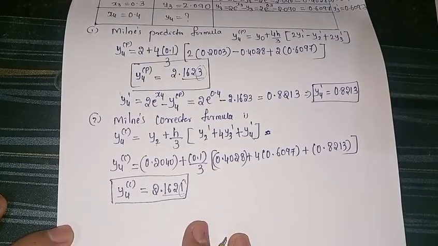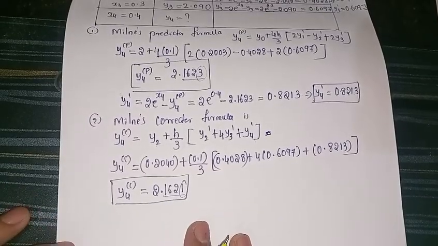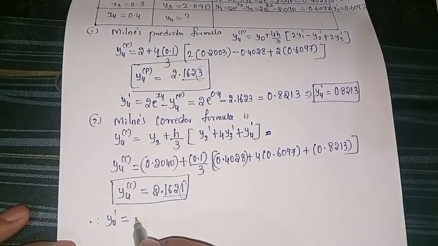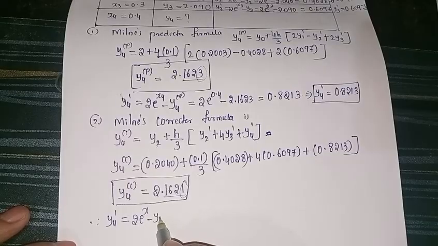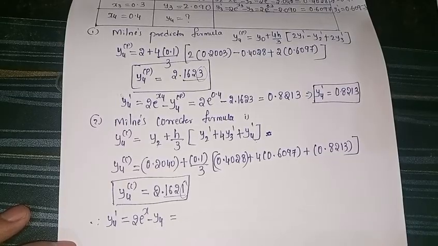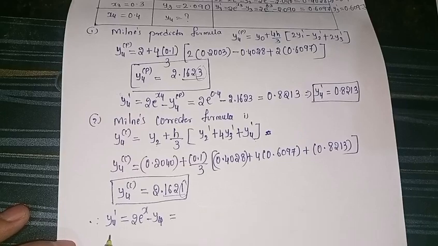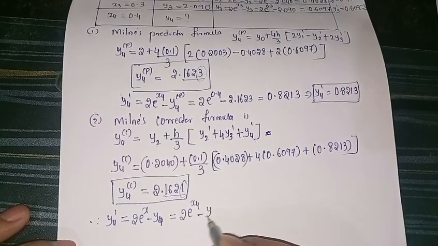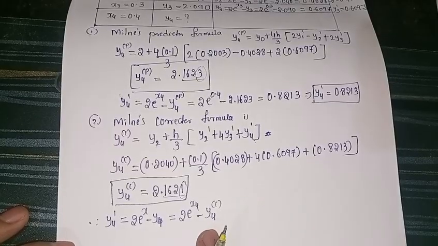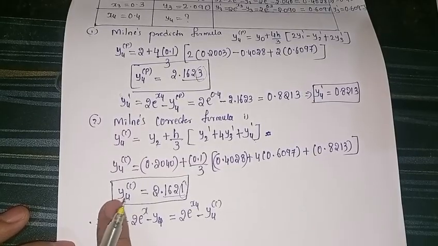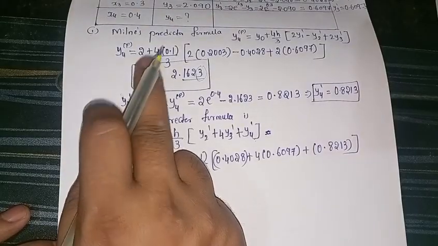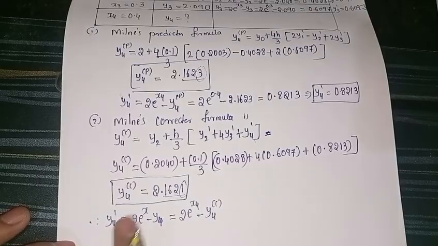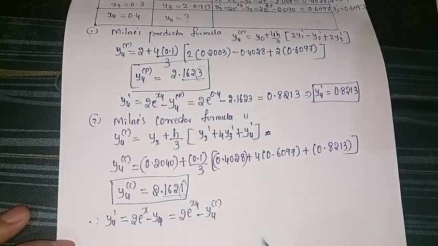Then only we can operate Milne's corrector formula twice or one more time. So therefore, y4 dash we have to find out one more time. That is 2 into e power x minus y4, or y is there. So this we are defining at the 4th point, that is y4. So it becomes 2 into e power x4. So the corrected value, the recent y4 value, is this. Earlier the recent y4 value is this, therefore that is used in y4 dash. Now in the second time y4 dash, the recent value of y4 is this. So this we have to use.